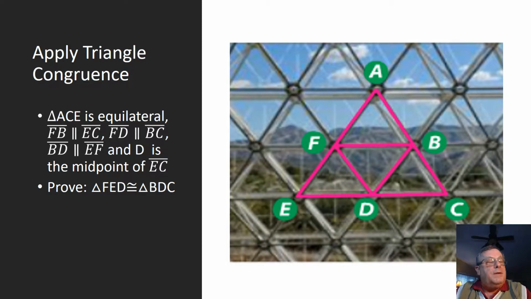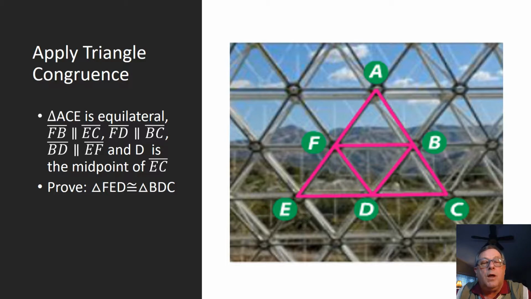Well, we're coming to the end now of this little chapter section on isosceles and equilateral triangles, and we get to do what we love to do best, and that is write proof statements. And so we're going to be applying triangle congruence, and let's see what we have here as we work through our proof statement. We've got ACE is equilateral.